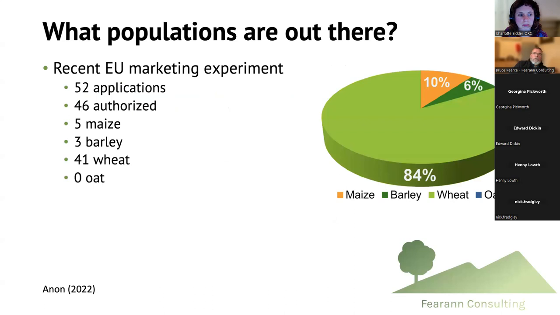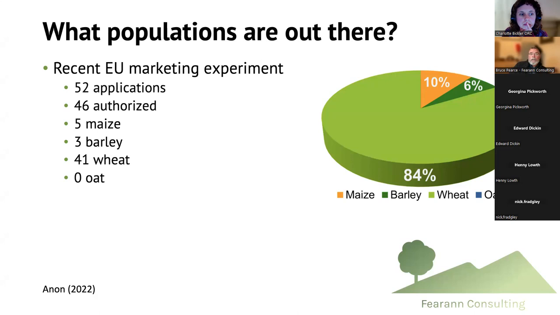When you've looked at what came out of the marketing experiment, there were 52 applications on it, 46 were then authorized, and overwhelmingly they were wheat. So there were 5 maize, 3 barley, and 41 wheat. And there were no oats. So the marketing experiment looked at those 4 different cereals. So as I expected to find in the literature, I would find a lot more on wheat than anything else.